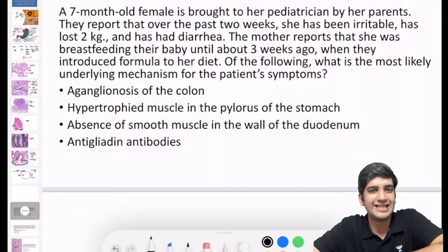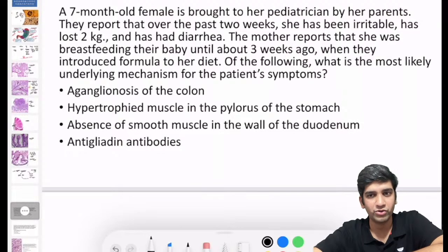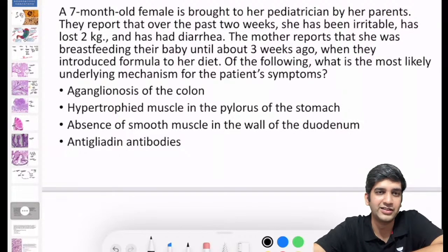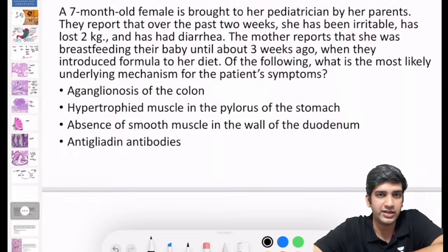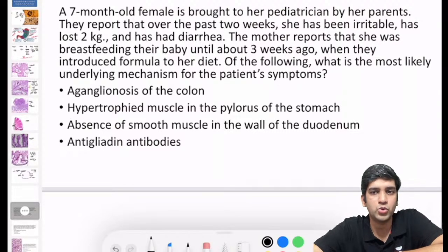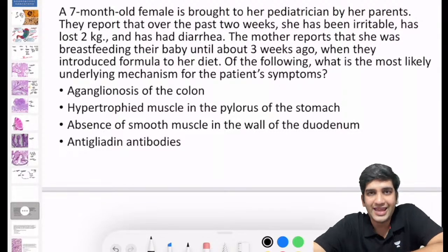It's almost like a classic case of celiac disease. The only thing is the bro food is not there here. It's a classic case of celiac disease, right? A 7-month-old kid brought to the pediatrician, had the past 2 weeks of irritability, lost 2 kg of weight and diarrhea. The mother reported she was breastfeeding the baby until 3 weeks back, and they introduced formula feed into the diet. The symptoms are due to what mechanism, right?